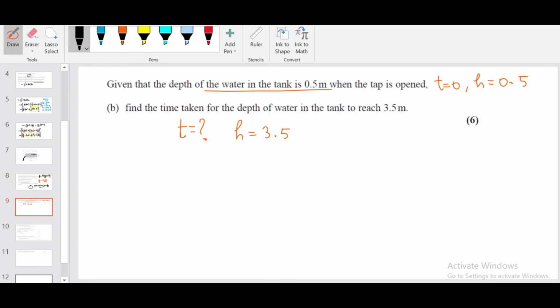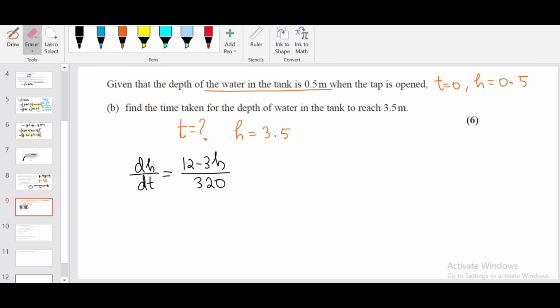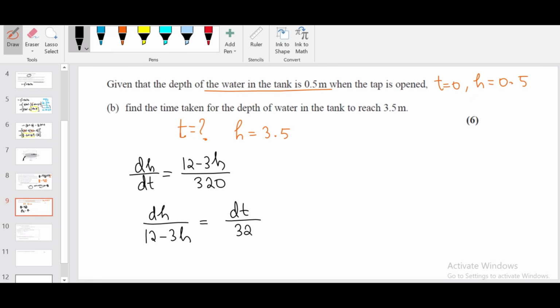From the previous part A, we got dh by dt is equal to 12 minus 3h divided by 320. Treat this as a differential equation and solve it. You will get an equation in terms of h and t, and then find the value of t using h is equal to 3.5. So how do we solve it? We are going to apply the separating the variables method, which is equal to dt by 320, integrate both sides. Integral of this, how do we integrate this? Remember this formula.